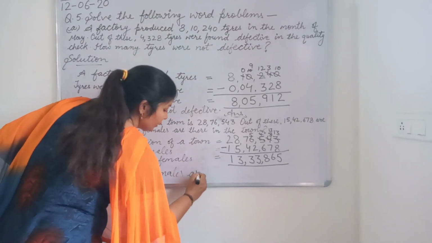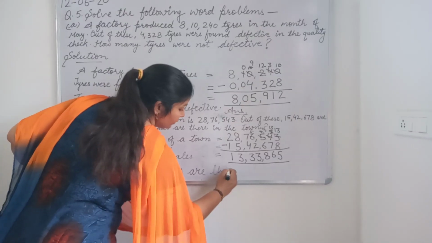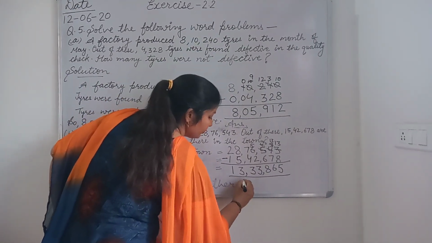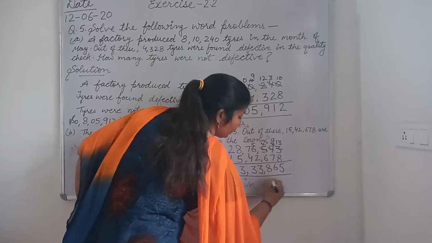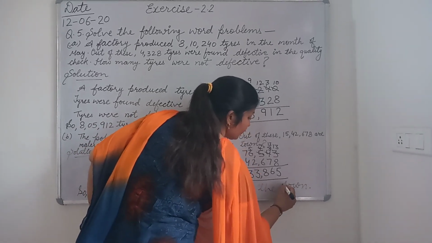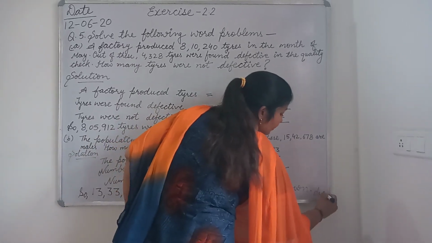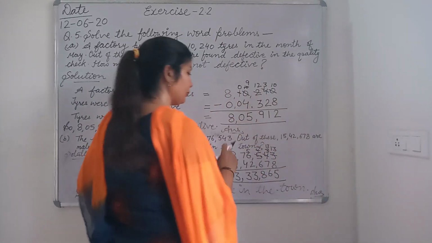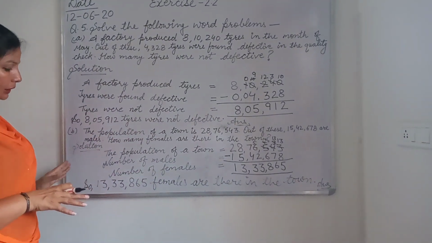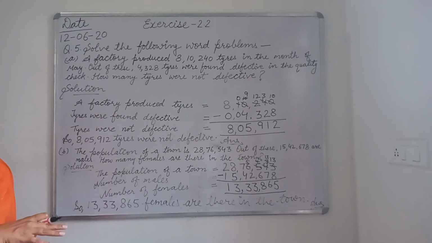Females are there in the town. Okay, so that's your answer. Like this you have to write your sentence also in the last. Okay, so your question number B is finish. Now question number C.